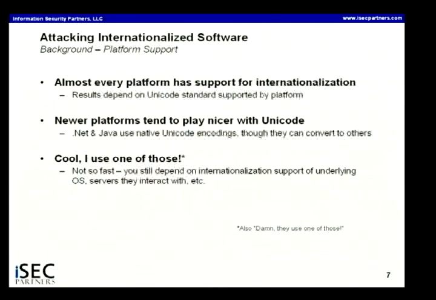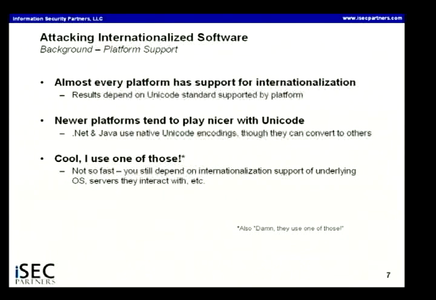So almost every platform has support for internationalization, especially Unicode. Results depend on the Unicode standard supported by the platform. For example, platforms can be defined as platform support by Linux system programming and Windows system programming. There's also the higher level platforms, .NET and Java, or even your programming language. All these things have various levels of Unicode support, and how much you can encode in them and what kind of attacks are going to be very specific to what they support.